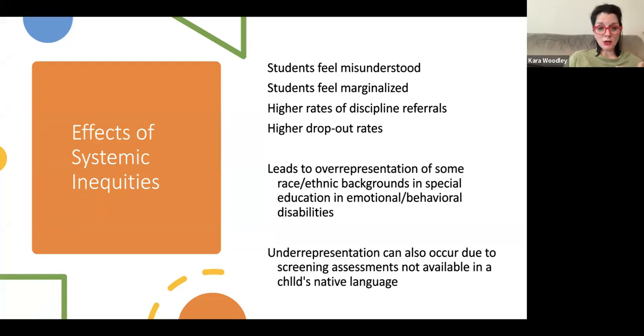This is where I was talking earlier a little bit about our students of color, who represent 1/3 of the population of Minnesota. I could also give you data on Texas, where I lived before, but we know that some races and ethnicities are overrepresented in special education, especially in emotional behavior disorder eligibility. And there's also underrepresentation of students who really need special education services, but screening assessments may not be available due to a child's native language. And so I want you to start thinking about this as we're working to support students with behavioral needs.